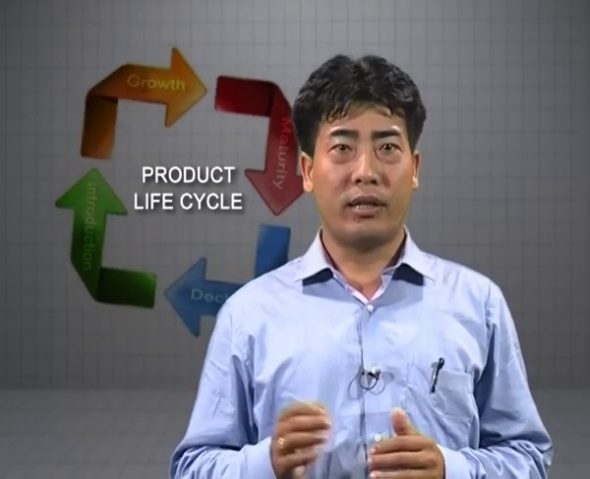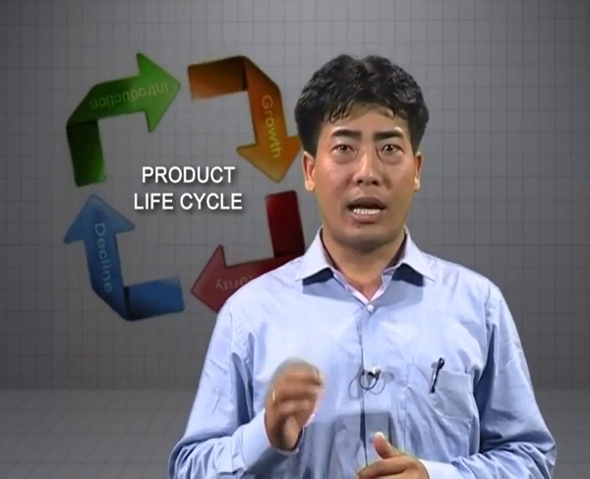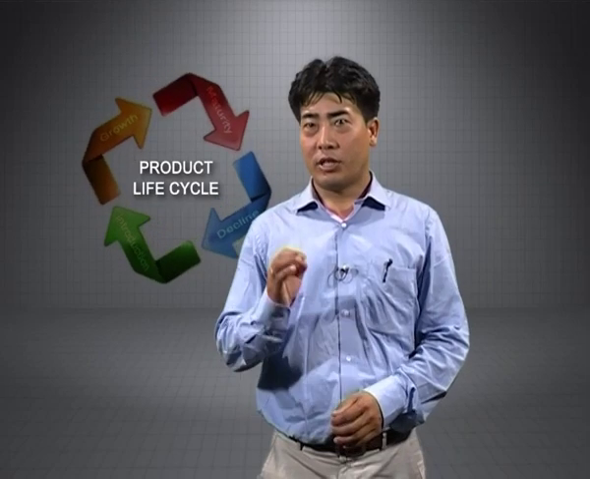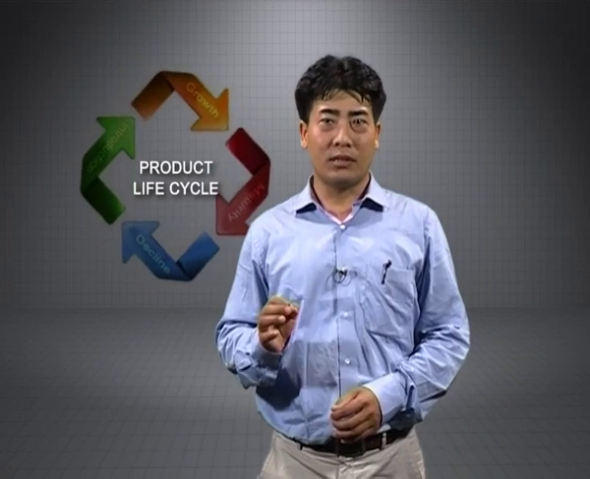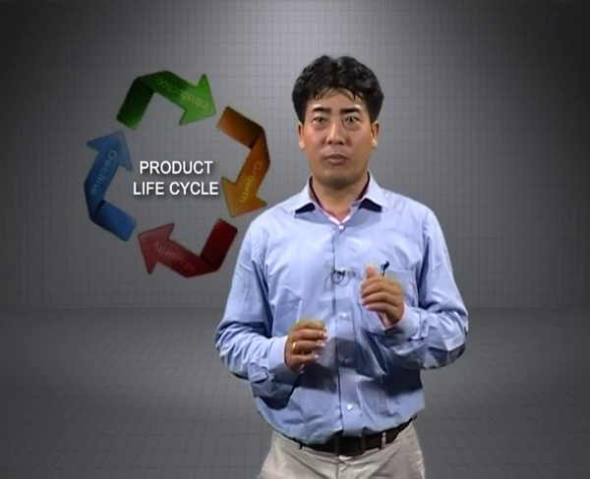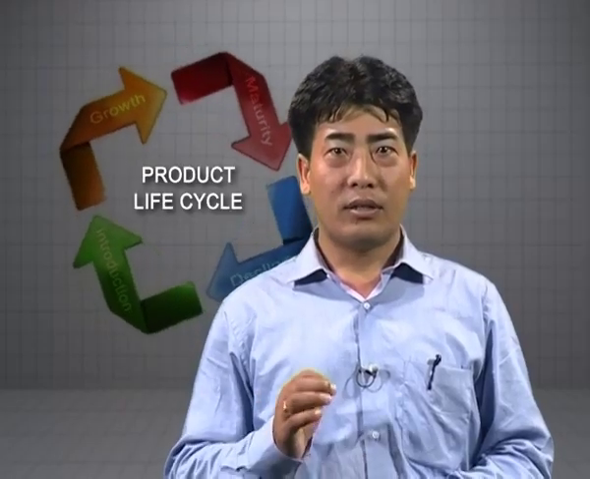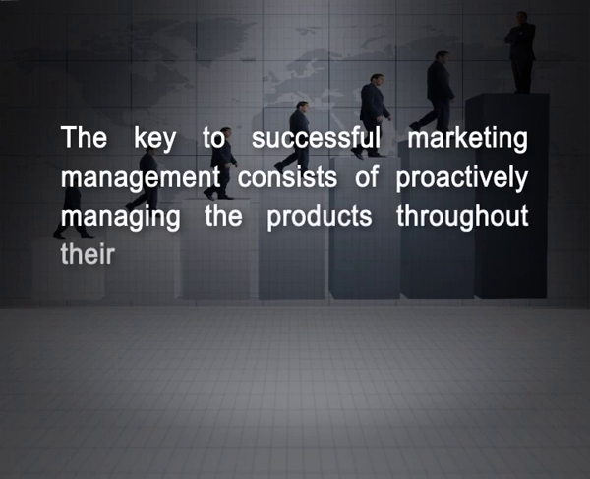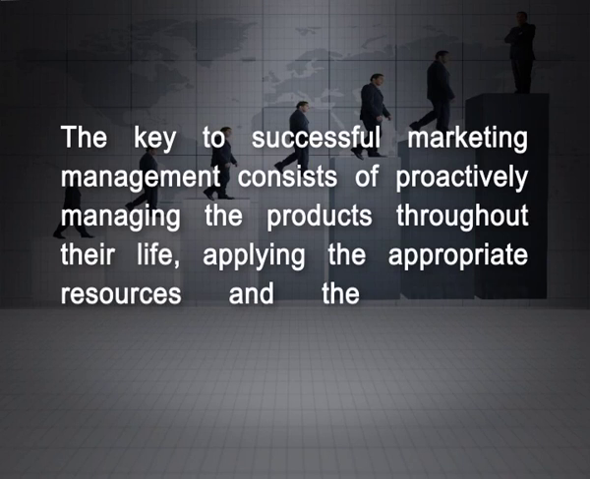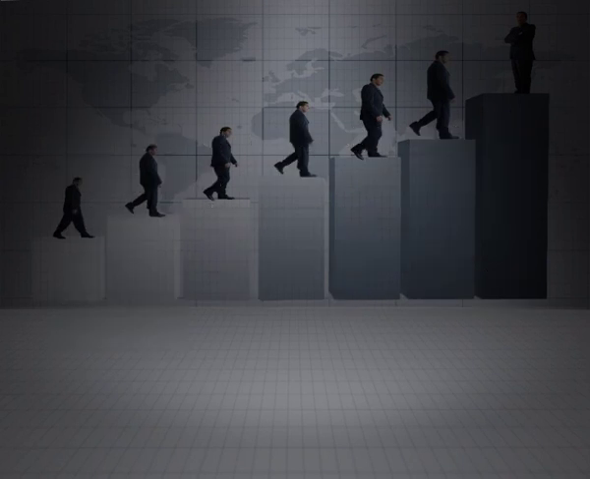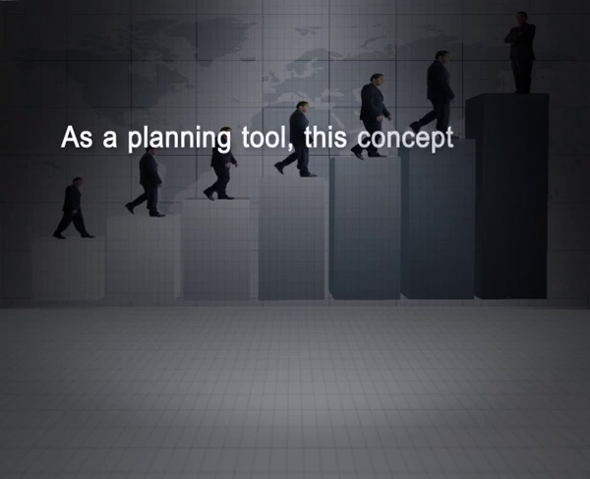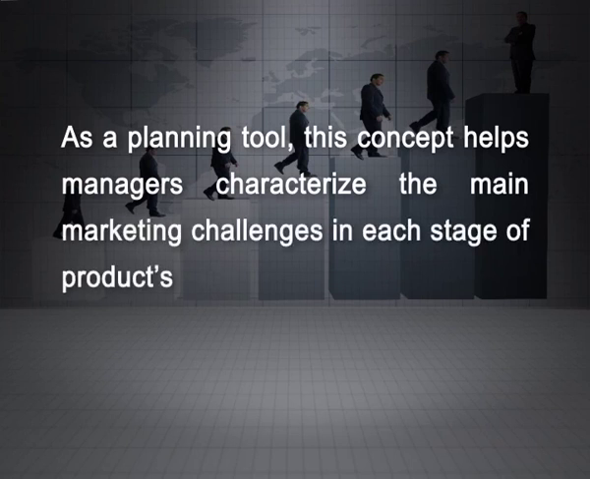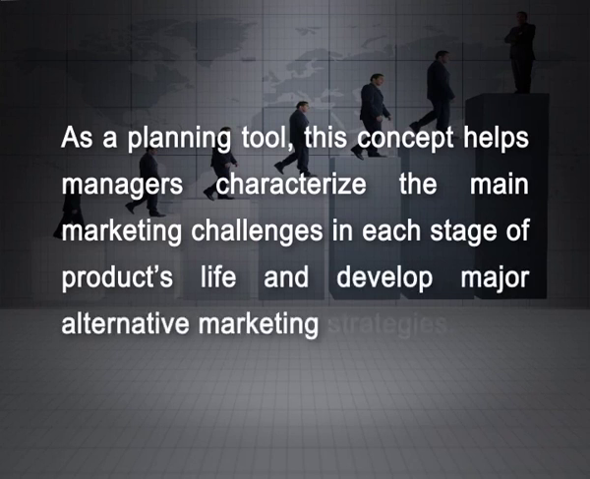Now we come to the next part, that is uses and applications of the product life cycle concept. The concept of the product life cycle is an important principle manufacturers need to understand in order to make a profit and stay in business. However, the key to successful marketing management consists of proactively managing the products throughout their life, applying the appropriate resources and marketing strategies. As a planning tool, this concept helps managers characterize the main marketing challenges in each stage of a product's life and develop major alternative marketing strategies.